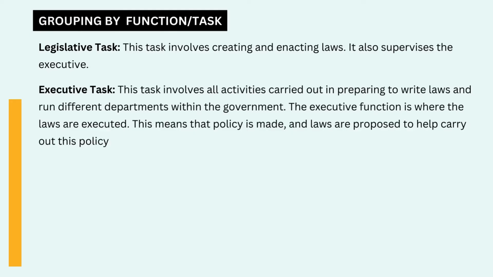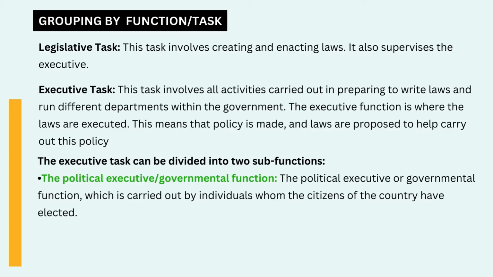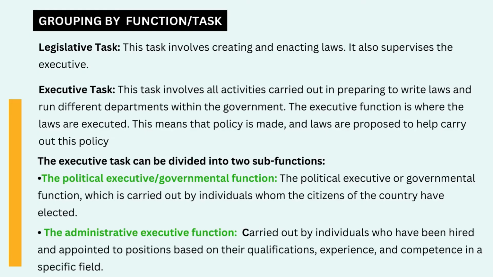Executive task. This task involves all activities carried out in preparing to write laws and run different departments within the government. The executive function is where the laws are executed. This means that policy is made, and laws are proposed to help carry out this policy. The executive task can be divided into two subfunctions. 1. The political executive or governmental function, which is carried out by individuals whom the citizens of the country have elected. 2. The administrative executive function, carried out by individuals hired and appointed to positions based on their qualifications, experience, and competence in a specific field.